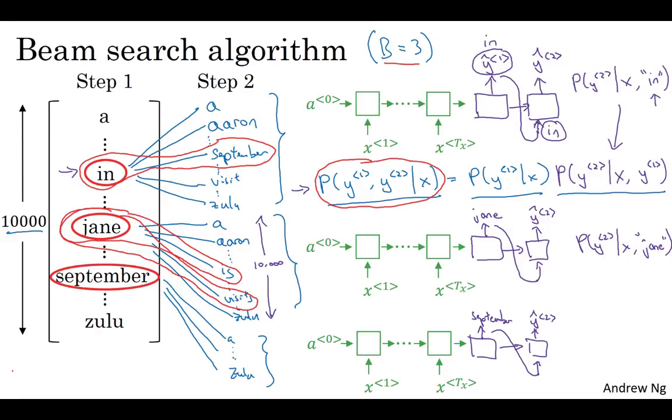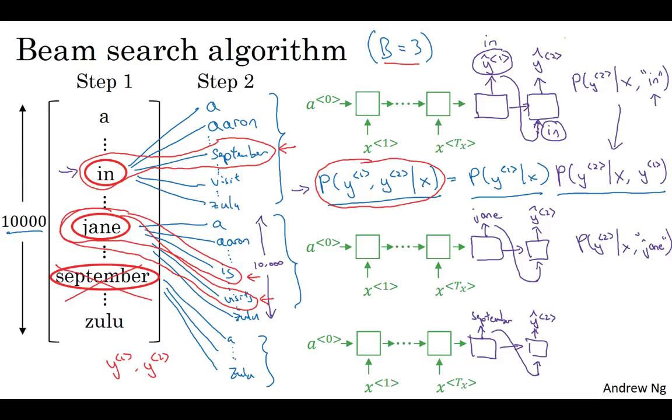So notice one thing. If beam search decides that the 3 most likely choices for the first and second words are in September, or Jane is, or Jane visits, then what that means is that it is now rejecting September as a candidate for the first word of the output English translation. So we're now down to 2 possibilities for the first word, but we still have a beam width of 3 keeping track of 3 choices for pairs of y1, y2.